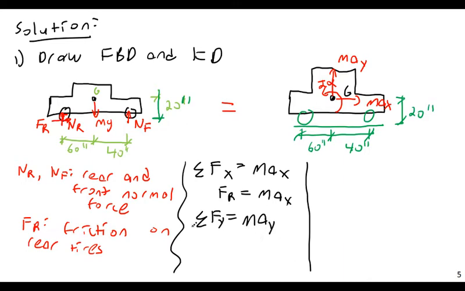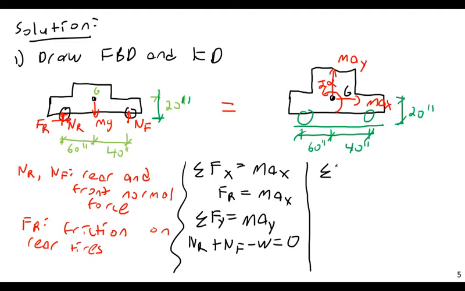M-a-y, and that will be N_R. The summation of the forces on this will be N_R plus N_F minus W. And what is the acceleration in the y direction equal to? Good, zero, yes. Because otherwise my car will be flying through the air vertically, which is something we try to avoid, generally.